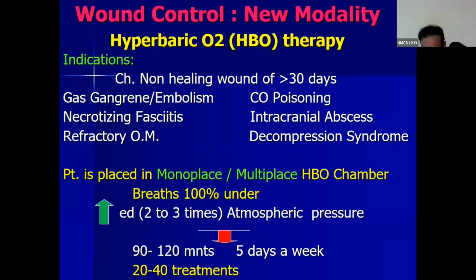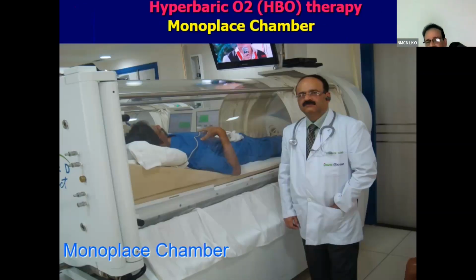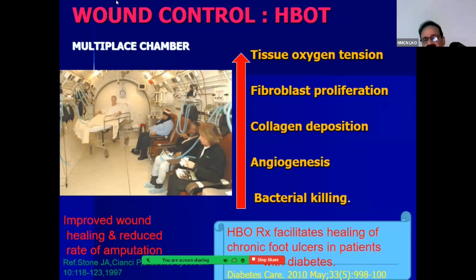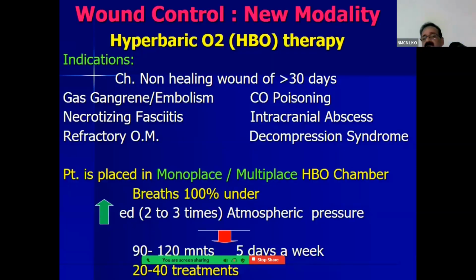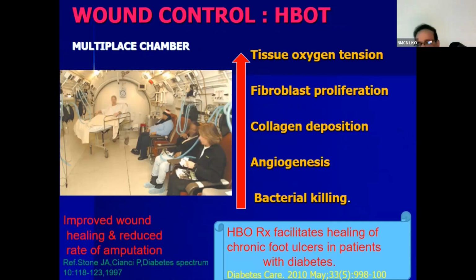Then comes the hyperbaric oxygen therapy. In the hyperbaric oxygen therapy, we put the patient inside a glass chamber, this is a monoplace chamber, or a number of patients can simultaneously sit in a very big chamber, and they are exposed to high pressure oxygen, that is 100% oxygen under 2 to 3 times atmospheric pressure. And this therapy is given for 90 to 120 minutes, 5 to 6 days a week, and a total of 20 to 40 treatments are given. And this much pressurized oxygen inhalation causes increased tissue oxygen tension, increased fibroblast proliferation, so more granulation tissue formation, collagen deposition, increased angiogenesis, and bacteria killing.